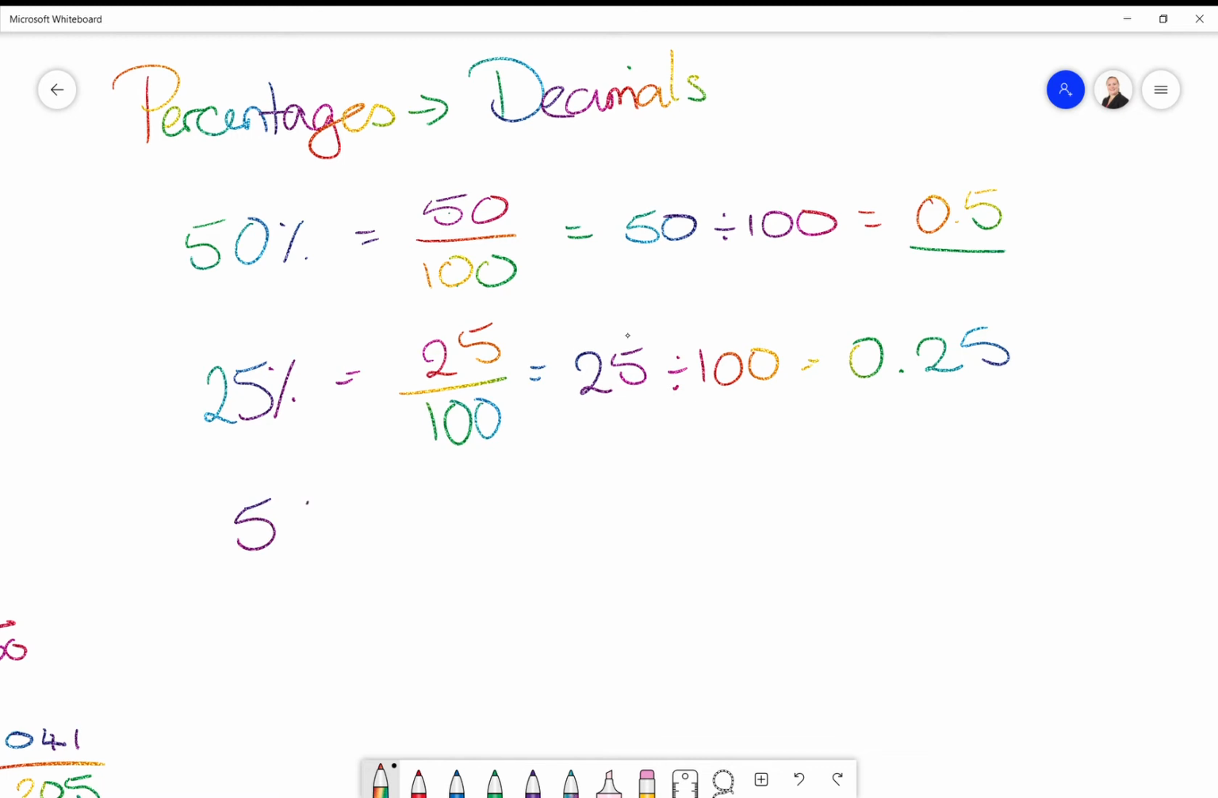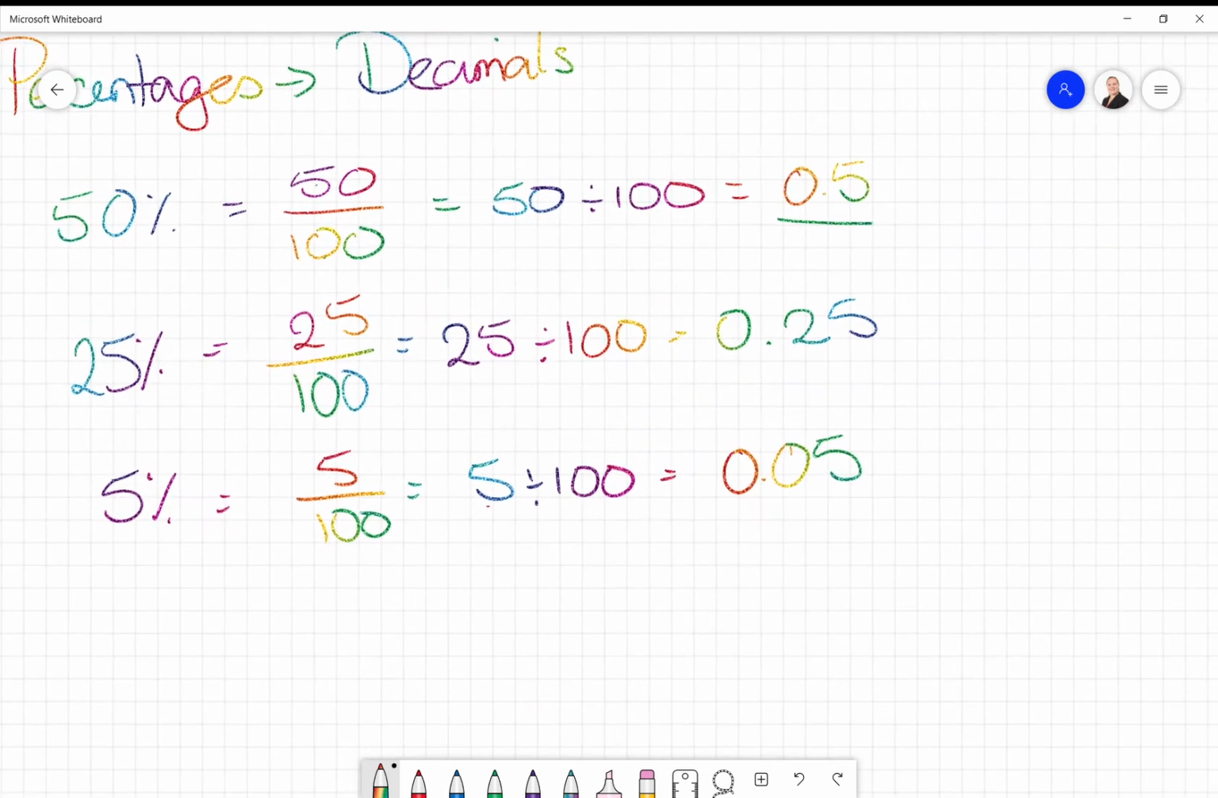Let's do 5%. So 5% is one that people often get wrong, because people often say that 5 divided by 100 is 0.5, but that's 50. Actually, it's 0.05. Remember, it's got to move twice.